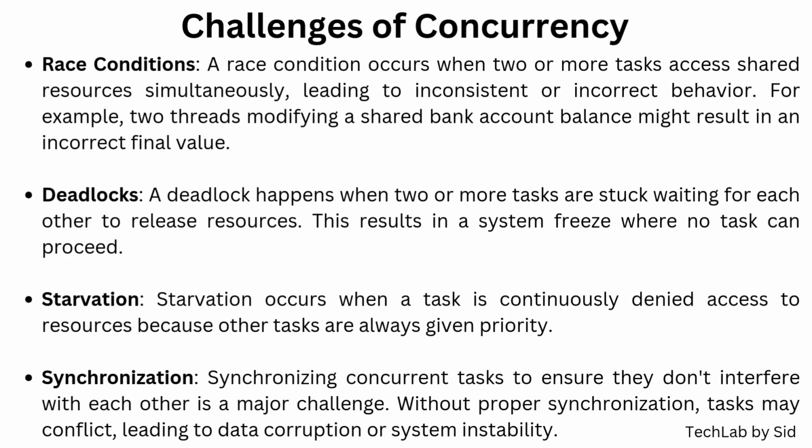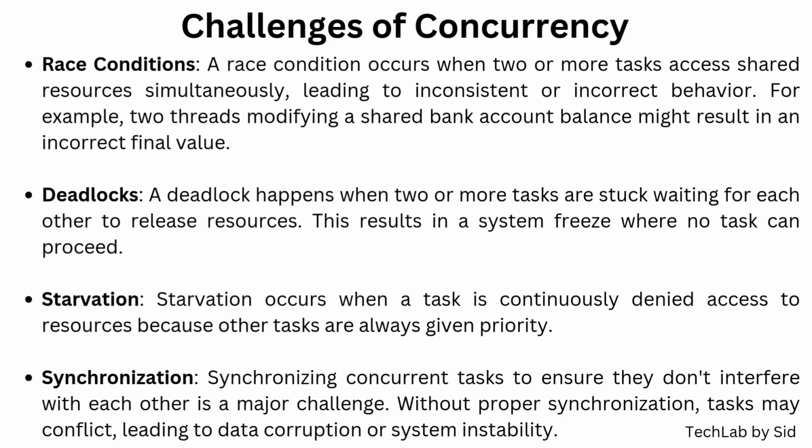Another major challenge is deadlocks. A deadlock happens when two or more tasks are stuck, each waiting for the other to release resources. For instance, task A might hold resource 1 and be waiting for resource 2, while task B holds resource 2 and is waiting for resource 1. As a result, neither task can proceed, causing the system to freeze. This kind of situation can bring an entire system to a standstill, as no task can make progress until the deadlock is resolved. Starvation is another problem that arises in concurrent systems.